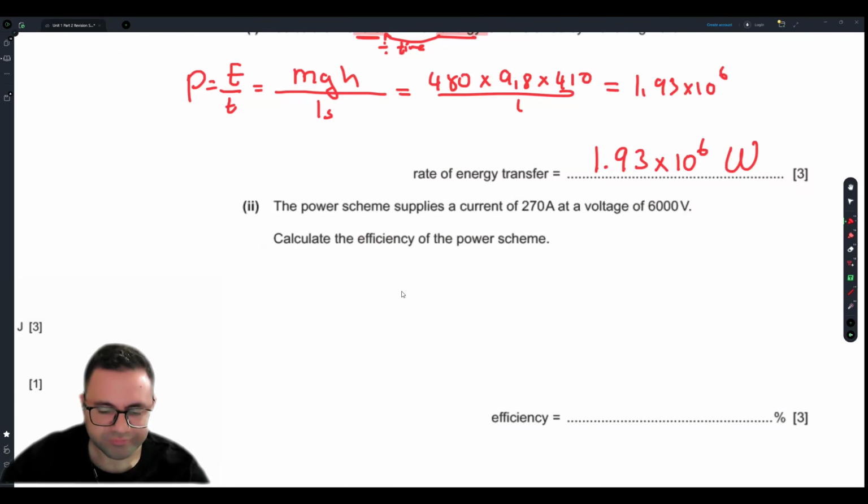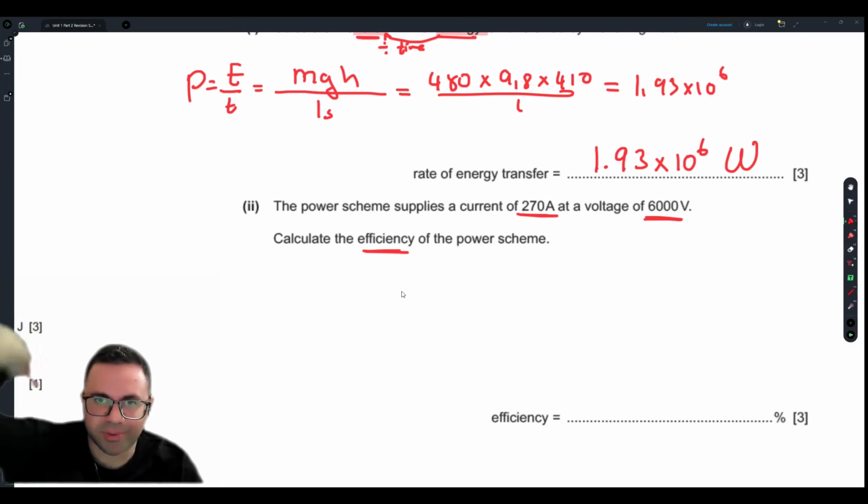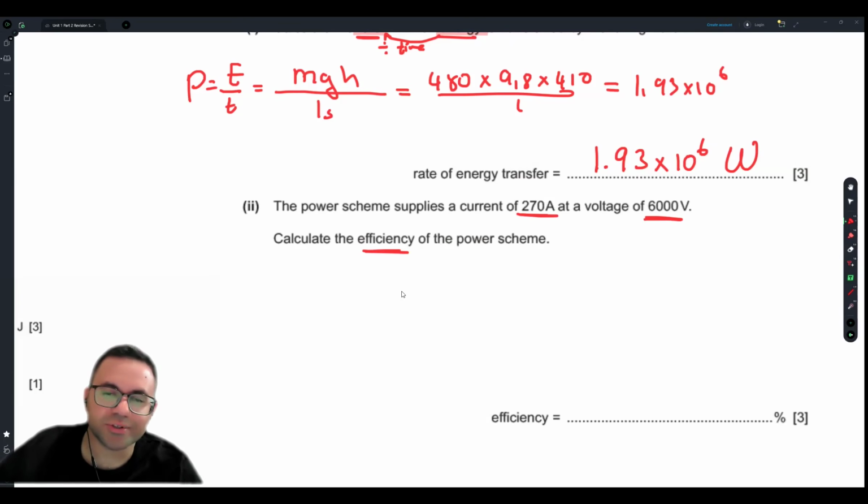Now, this next bit will show you two things. One, energy questions can be combined with any other chapter, even things we haven't revised yet, like electricity. And two, we get to use efficiency. The power scheme, which is the entire power station, supplies a current of 270 amperes and a voltage of 600 volts. That's the output current and voltage.